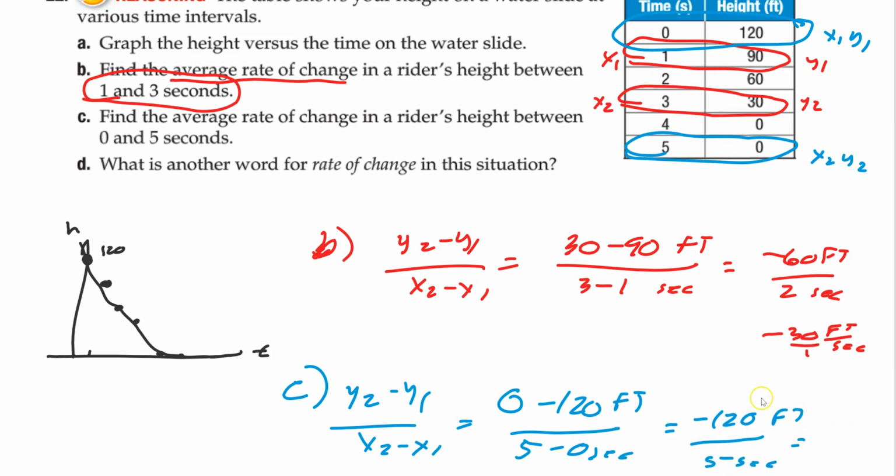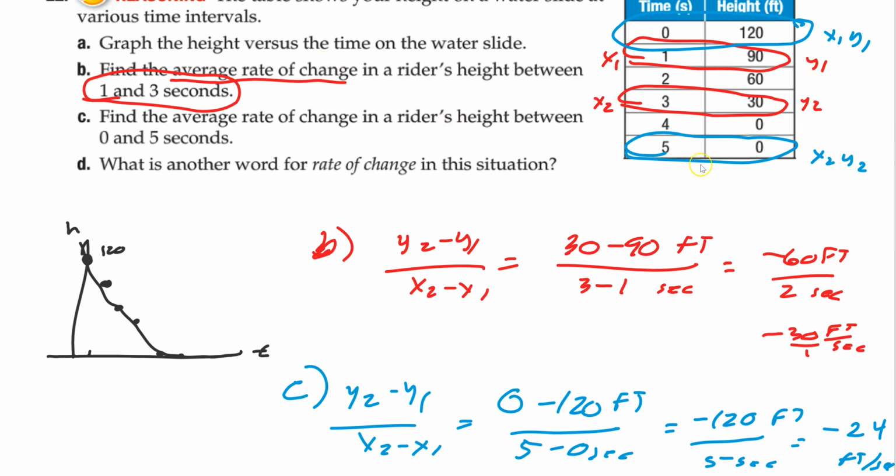If you divide that, you get negative 24 feet per second. So over the full first 5 seconds, you're going down 24 feet every second on average. So right, the first 3 where it's really steep, you're getting 30 feet per second, but over the whole thing it's 24 feet per second.